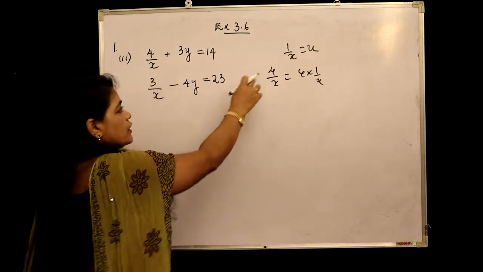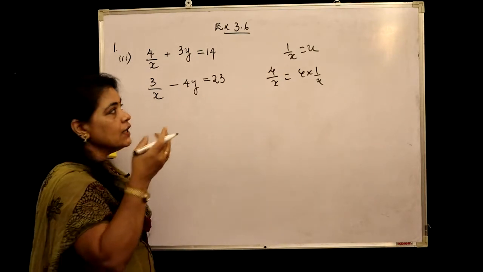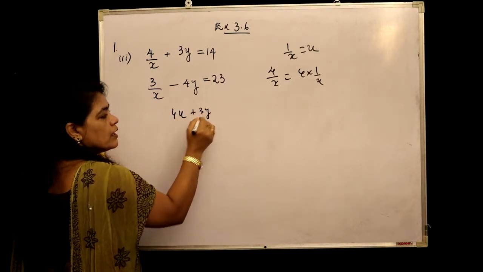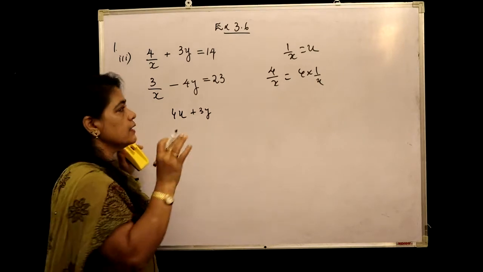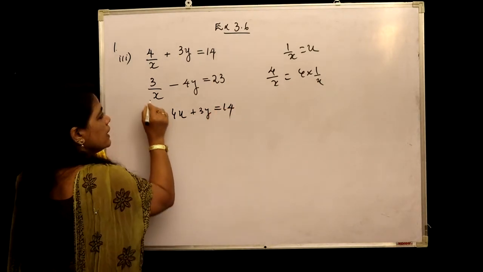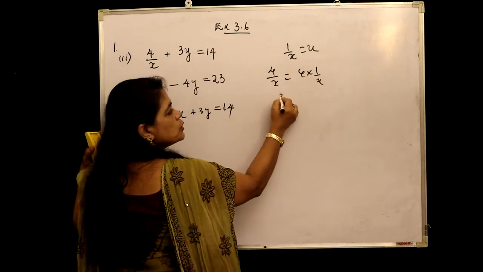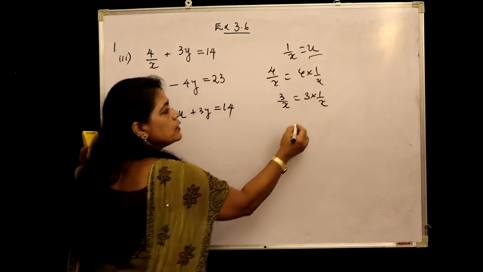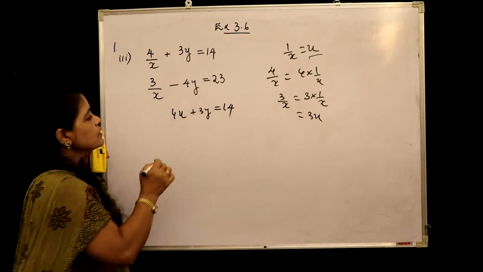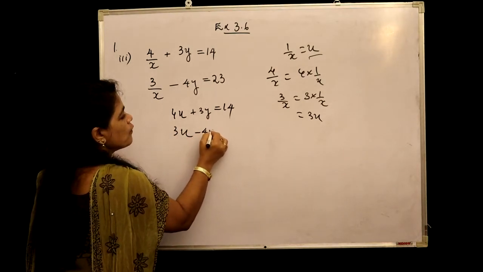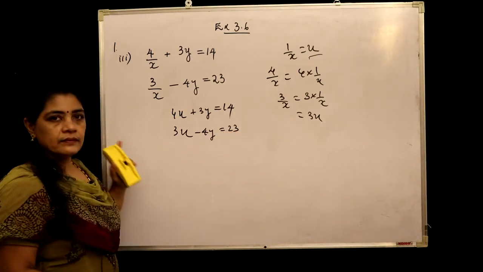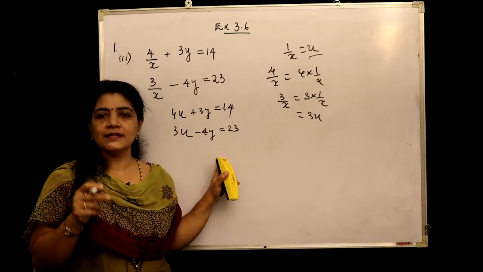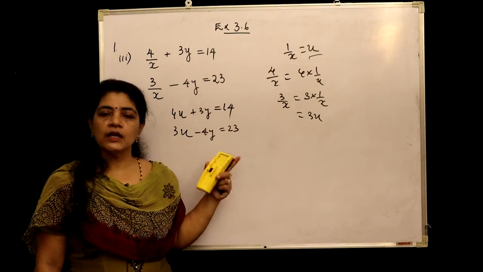So if you are substituting this 1 by x as u, the given equations become 4u plus 3y. I am keeping that term without any change because y is there in the numerator itself, equal to 14. So 3 by x means 3 into 1 by x, and 1 by x is u. So 3u. Understood? So 3u minus 4y is equal to 23. Now this is reduced into the pair of linear equations in two variables. Understood? Now we can solve.